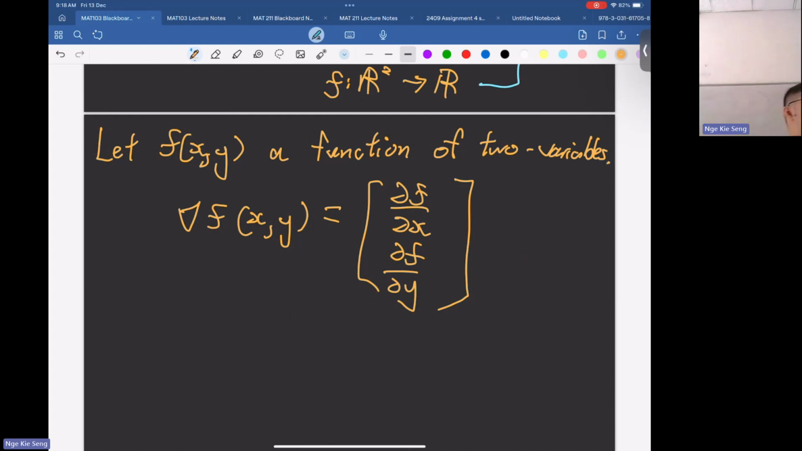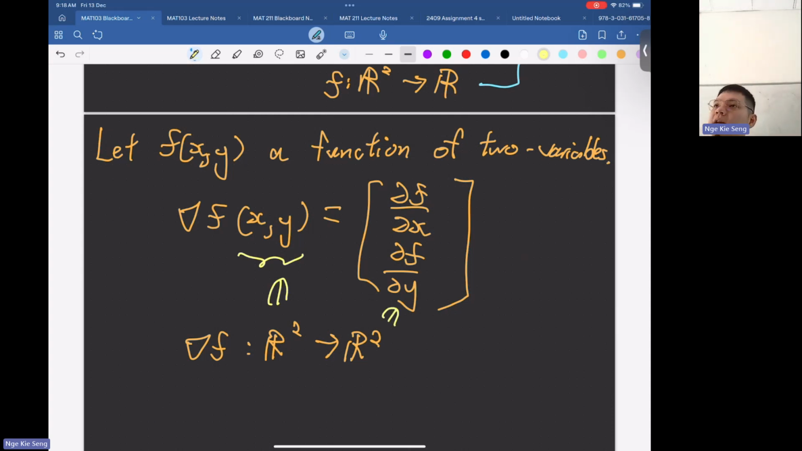Did you recognize that this is a function from R2 to R2 or not? You input a point in R2, (x,y), and then you output a vector. How many terms are in this vector? Also 2 terms. So actually you have a natural way to obtain these vector fields from a scalar field.